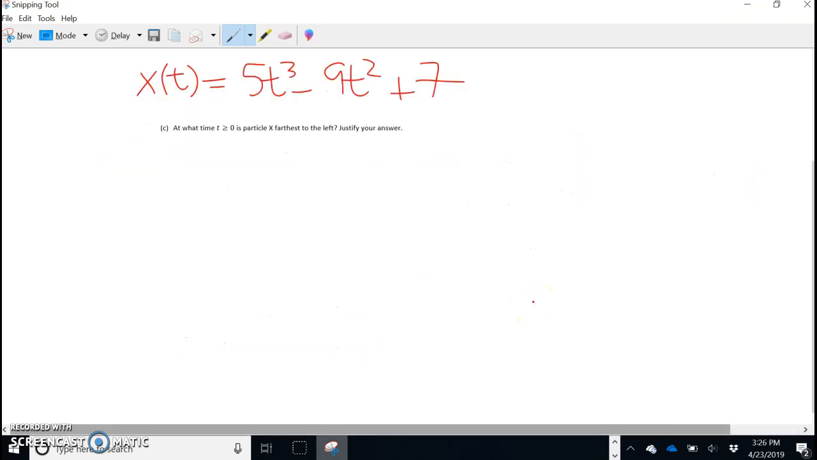Okay, on to part C. At what time is particle x farthest to the left? So I've gone ahead and written down my original position function here so that I have access to it. But what I want to do before I get into this is annotate farthest to the left. What that means is, can we discover the absolute minimum of this function? Farthest to the right would be absolute maximum. But because I want to know how far left, or the most negative value that my position takes on, that's another way of stating, please find the absolute minimum.